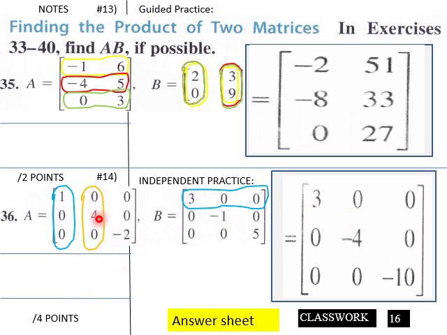Then over here for 0, 4, and 0, we have 0. 0 times 0 will be 0. 4 times negative 1 would be negative 4. And then 0 times 0 here would be 0 for that one. And then for this column here, 0, 0, negative 2, that column by this row now, 0 times 0 will be 0. 0 times 0 will be 0. And then negative 2 times 5 would be negative 10. So this is how we got that product there, by multiplying columns by rows.